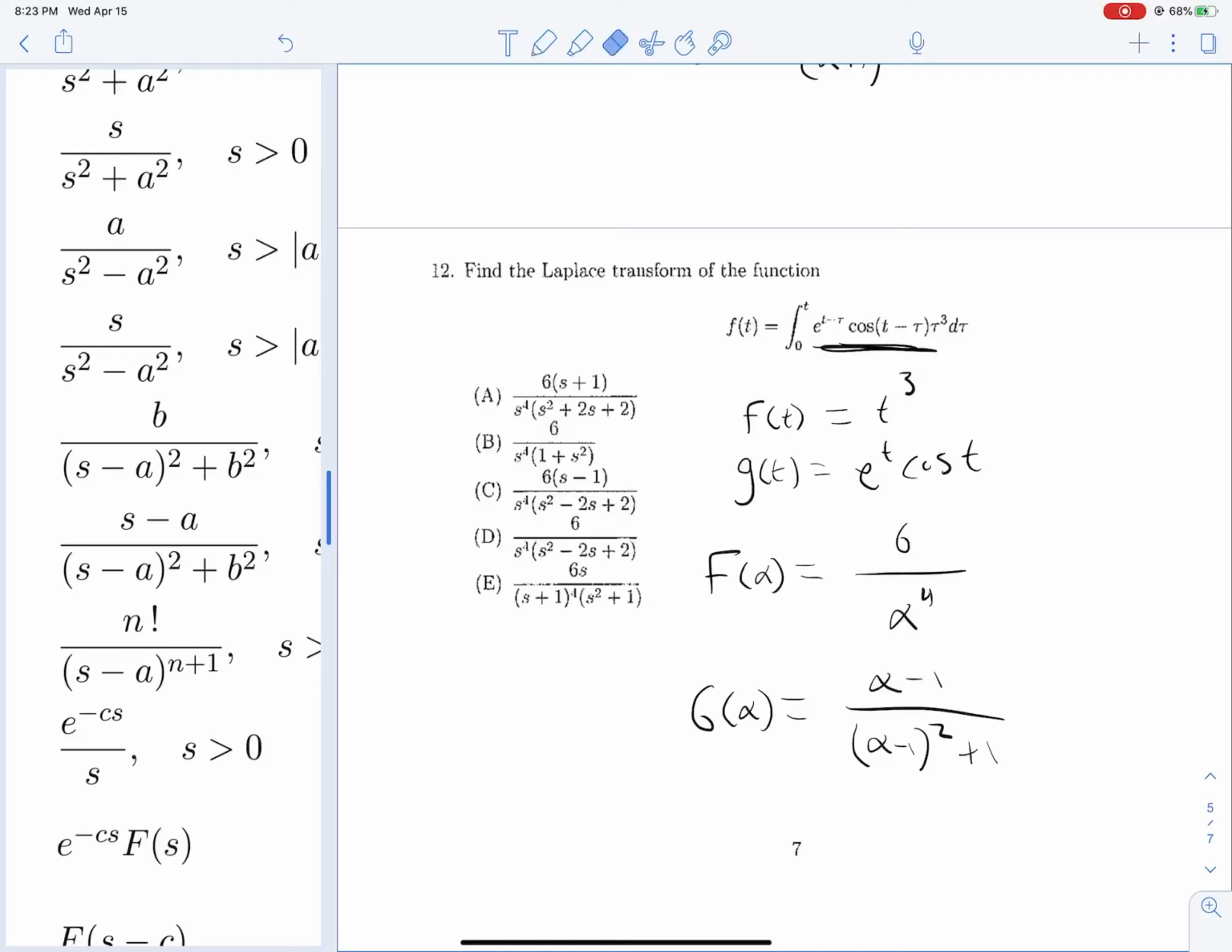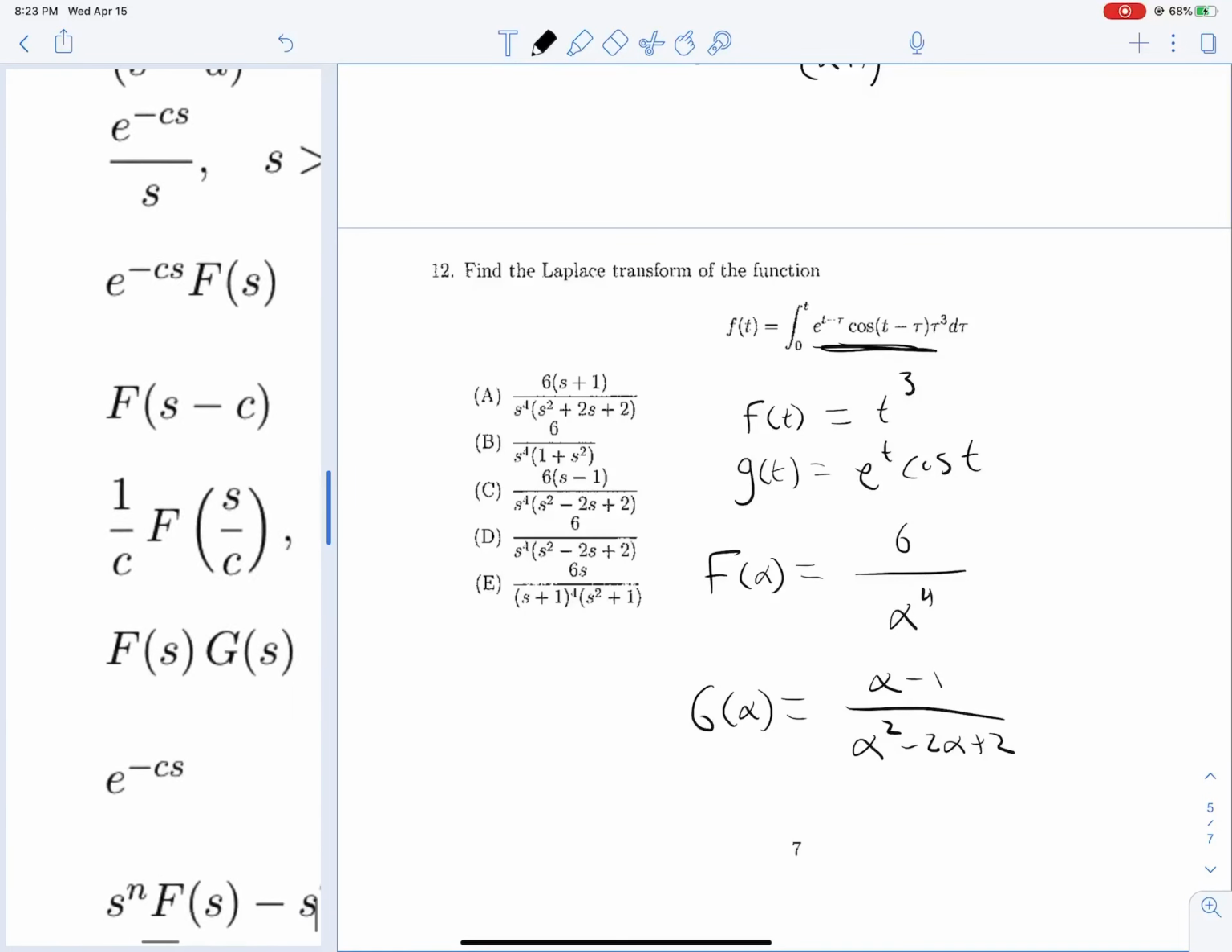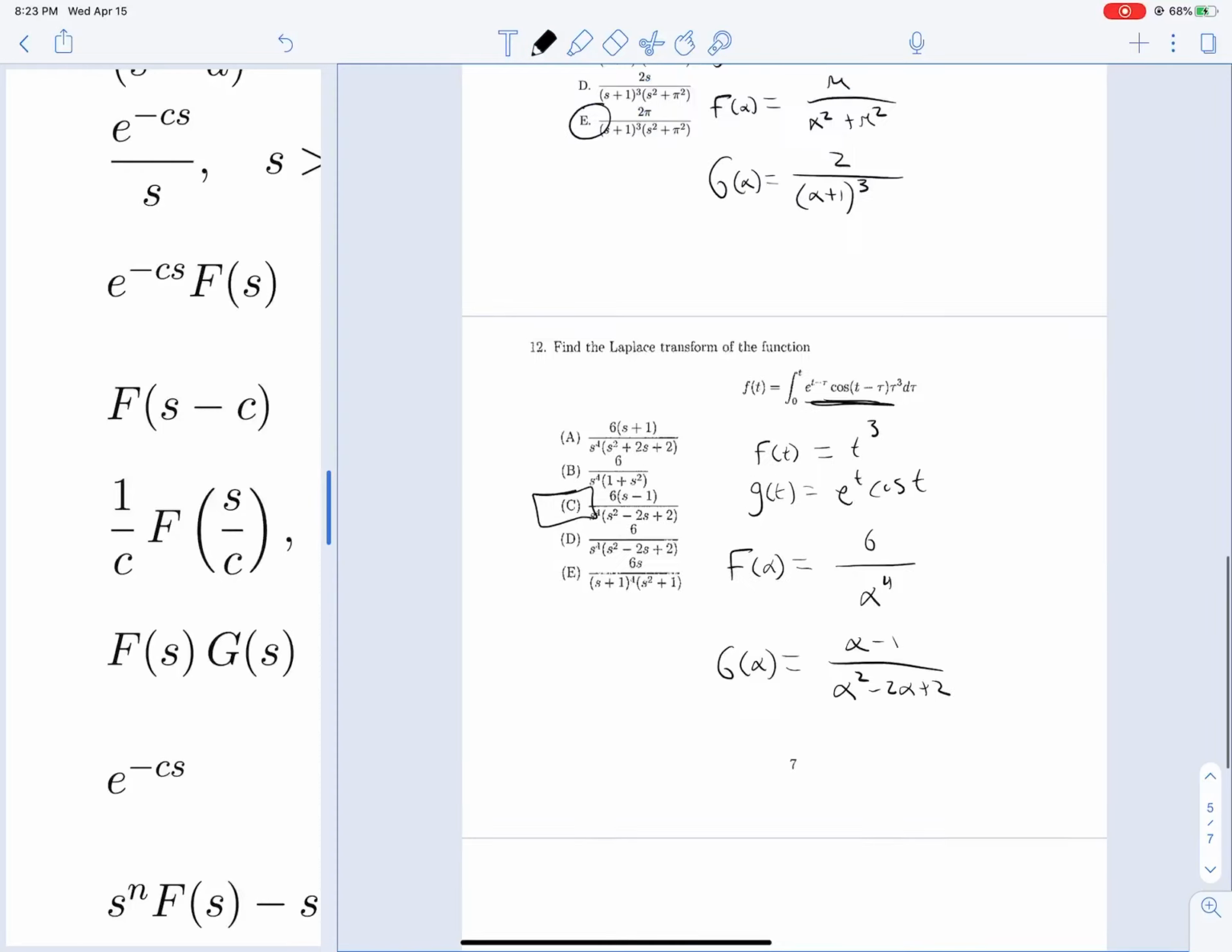We can expand this to be alpha squared minus 2 alpha plus 2, alpha squared minus 2 alpha plus 2, and then our final result is just these multiplied together, just like rule 16 tells us to do. And so that will give us, believe that right there. And this is wrong because we need a negative 2s. There we go. And that's it.